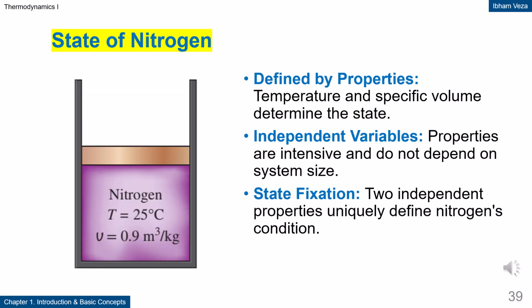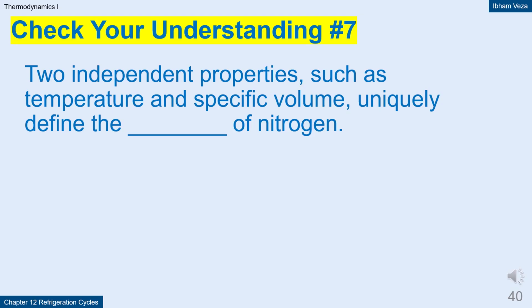State of nitrogen. The state of a substance can be determined if two independent intensive properties are known. For nitrogen, for example, temperature and specific volume are sufficient to define its state. These properties do not depend on the size of the system. Once the state is known, all other thermodynamic properties can be determined. This is known as the state postulate. 2. Independent properties, such as temperature and specific volume, uniquely define the state of nitrogen.